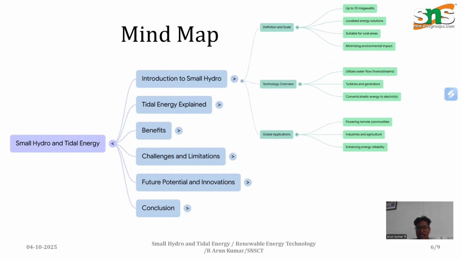Okay. So now we can move to the introduction of small hydro. It can be further classified into introduction, technology overview, and global application. We have to discuss it further. For example, a small hydro plant generates a maximum power of up to 10 megawatts. Likewise, we have to discuss a few points on this.